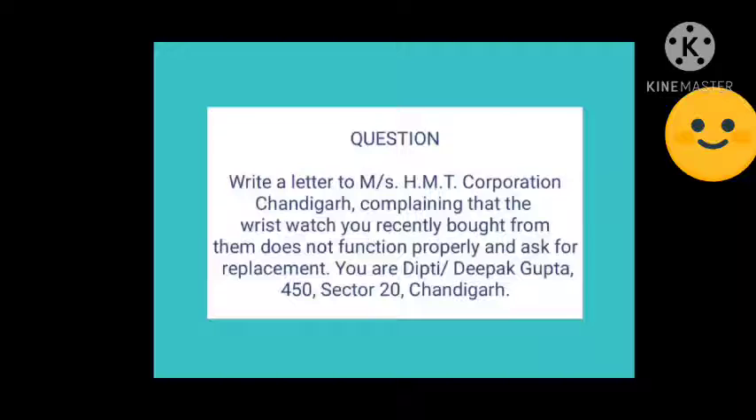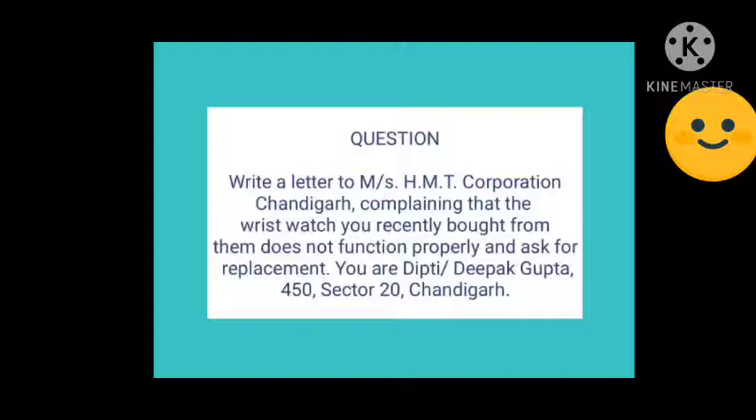So remember that when you are writing to the company or any industry or the publishers or a group of companies, you should mention M/S, Messrs. Okay, HMT, Hindustan Machine Tools Corporation, Chandigarh, complaining that the wristwatch you recently bought or purchased from them does not function properly and asking for replacement. The watch is defective and not running properly, not showing the correct time.